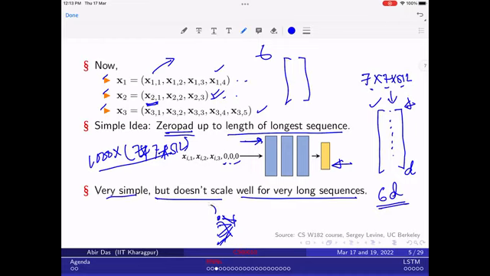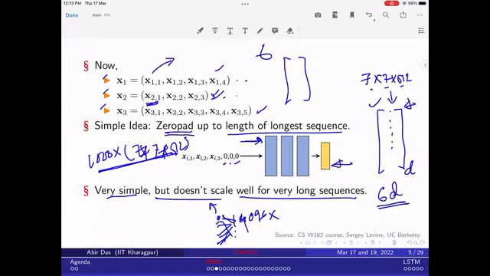So if this is this big long vector, and suppose the number of neurons in the first hidden layer is 4096, then this will have 4096 times this many weights to be learned. So it is not scalable. This is simple and may actually work well for short sequences, but it's not scalable. Okay, so this is the naive idea.